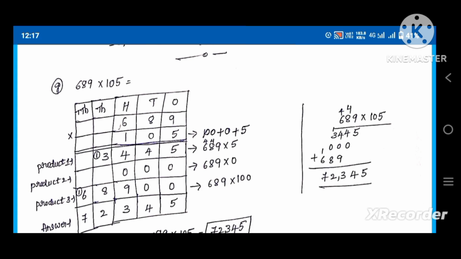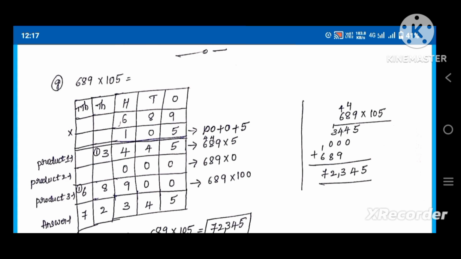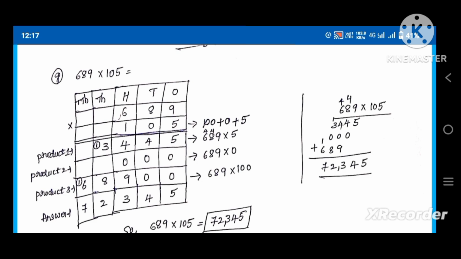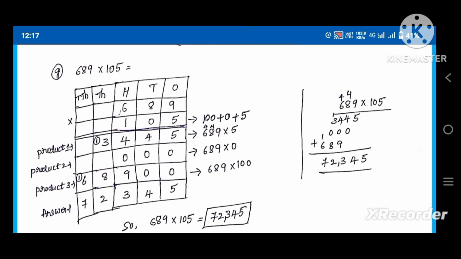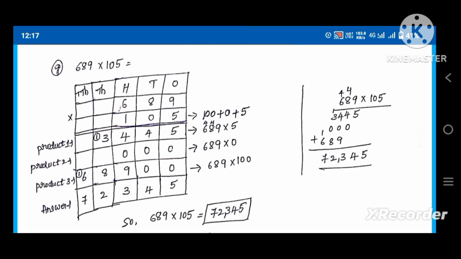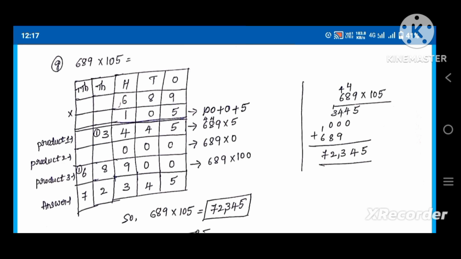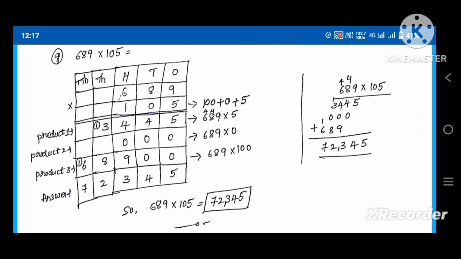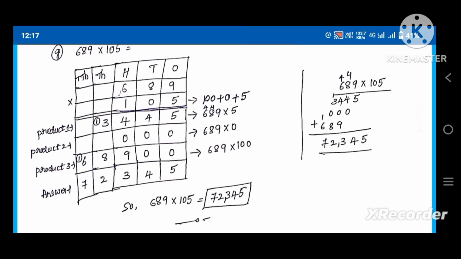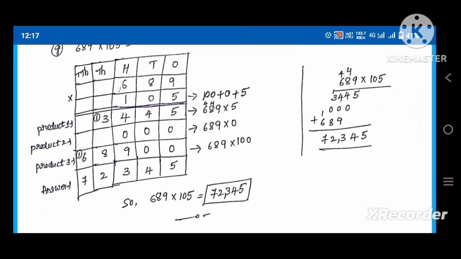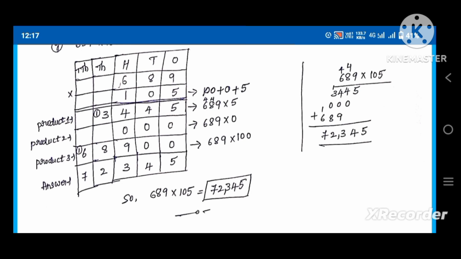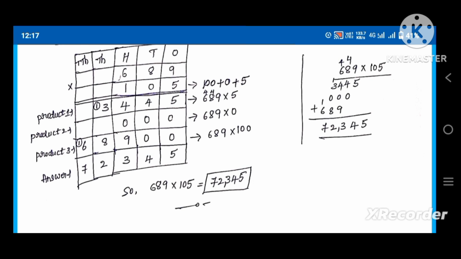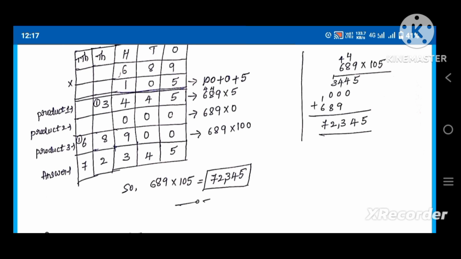689 is multiplied by 105. 105 means 100 plus 0 plus 5. Product 1 is 689 into 5 is 3445. Product 2 is 689 into 0 is 0. Product 3 is 689 into 100 is 68,900. Add the three products and get the answer 72,345.